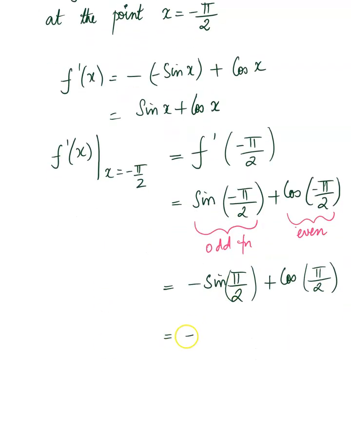So sine 90 degrees is a 1. With a negative, it's negative times 1. Cosine 90 degrees is 0, so the answer is negative 1. The derivative of that given function at the point x equals negative pi over 2 is negative 1.